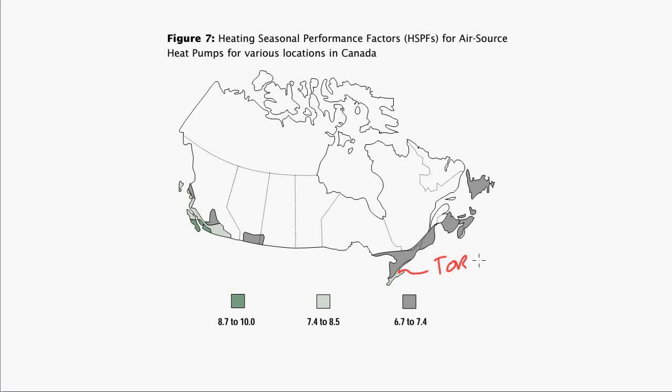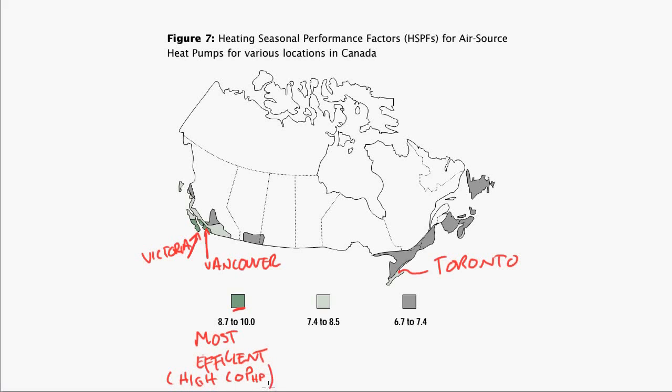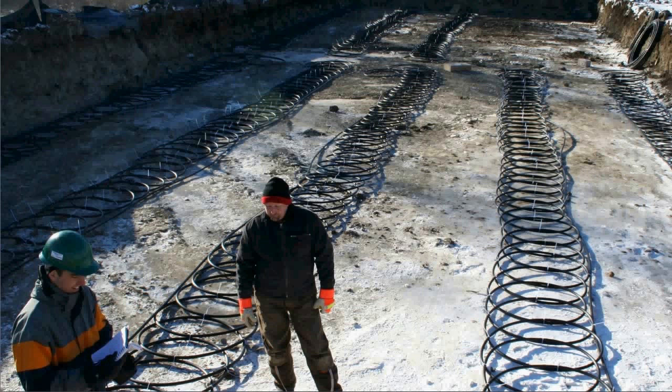Now here's places in Canada where it makes sense to have an air source heat pump. We have this area here, Victoria's there, Vancouver's there, and this has a high seasonal performance factor. So this is where heat pumps are most efficiently used for heating. So it has a high COP. And that's because these have warm climates.